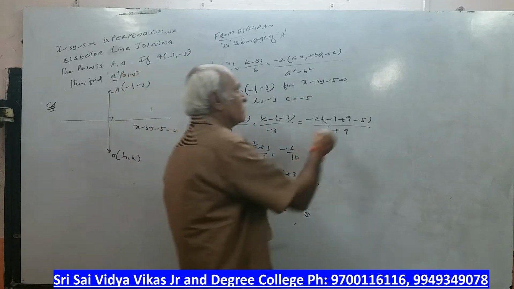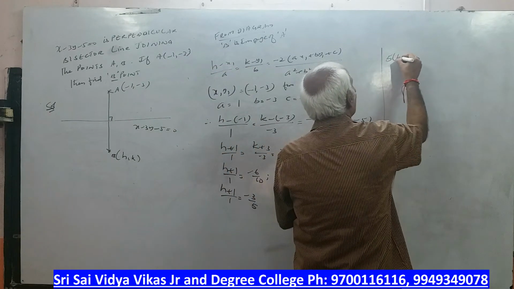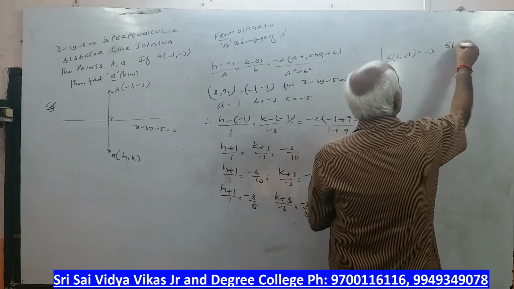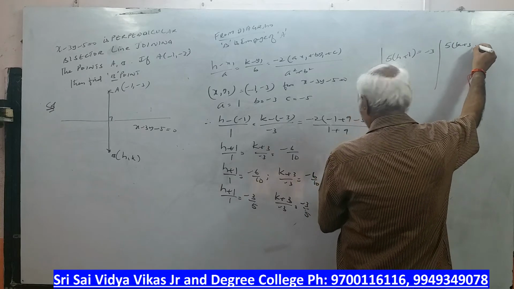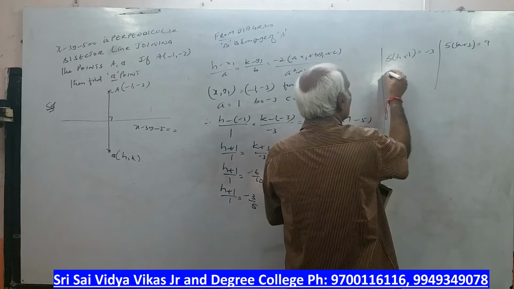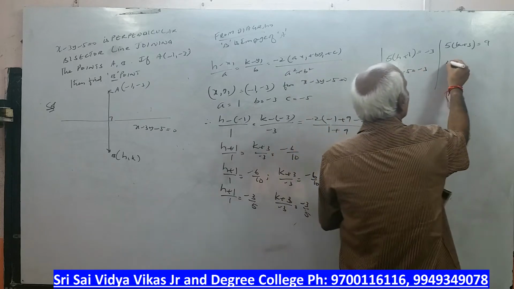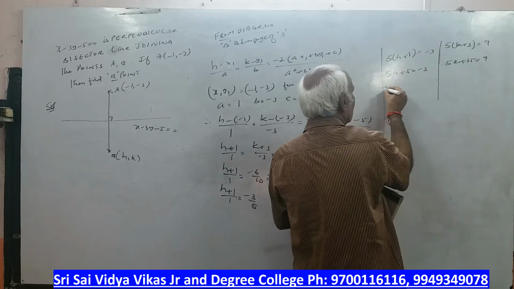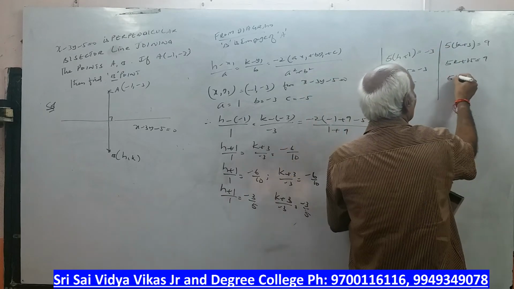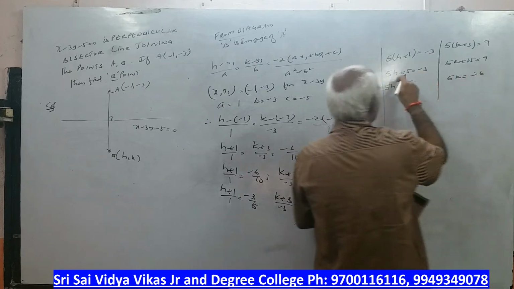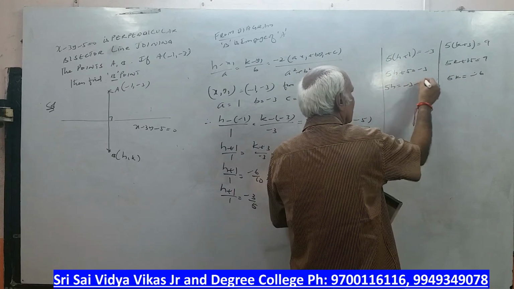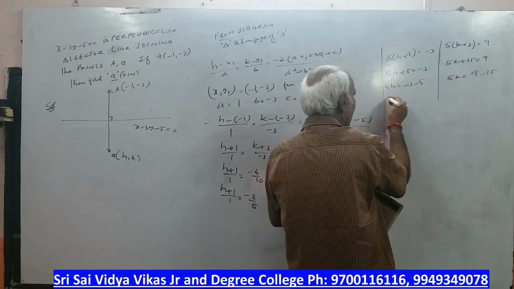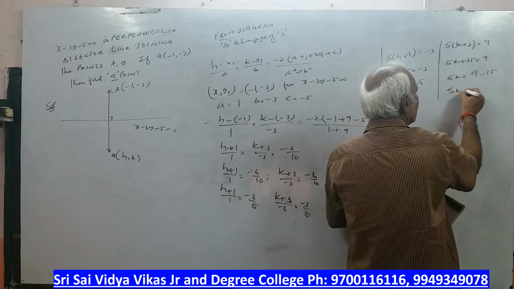Okay, cross multiply. First one cross multiplication, 5 into H plus 1 is equal to 1 into minus 3, minus 3. Here also 5 into K plus 3 is equal to 3 threes are 9. So 5h plus 5 is equal to minus 3, 5k plus 15 is equal to 9. So this becomes 5h is equal to minus 8, 5k is equal to 9 minus 15, minus 6. If you bring 5 this side, minus 3 minus 5. Here also 9 minus 15. So 5h is equal to minus 8, 5k is equal to minus 6.